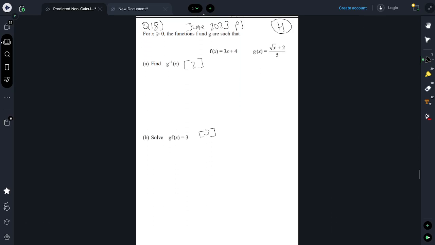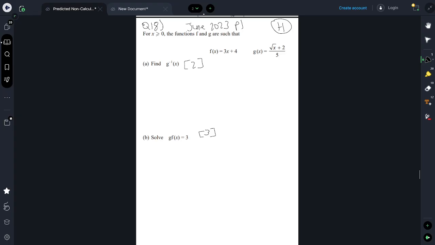Okay, question 18. We are again on functions. This question also loves to come up; they love asking function questions. So inverse and composite functions for higher tier. We're given two functions and asked to find, firstly, g inverse. Very standard questions, these are.